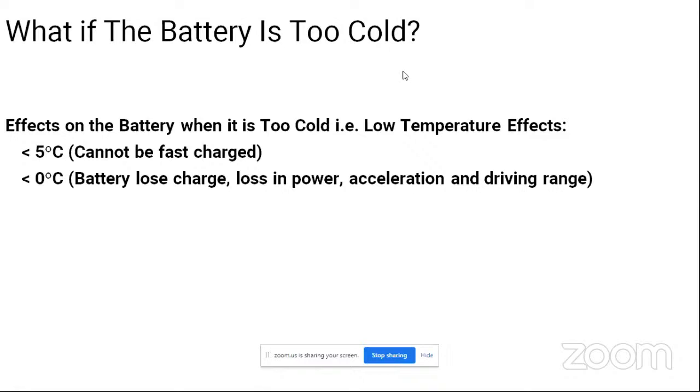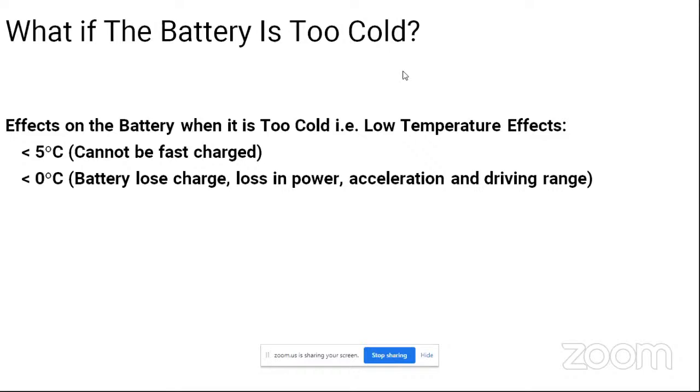So if the temperature of the battery pack is lower than 5 degrees Celsius, we will not be able to fast charge the vehicle. What will happen if the temperature is 0 degrees Celsius or lower? In countries like the USA or European countries, there are a few months when the temperature is very low. In that condition, the battery will lose charge, power, acceleration and driving range.